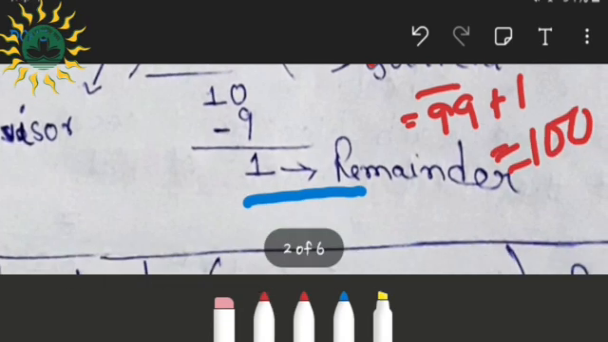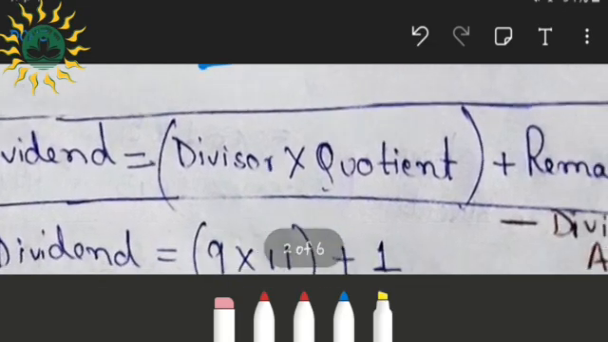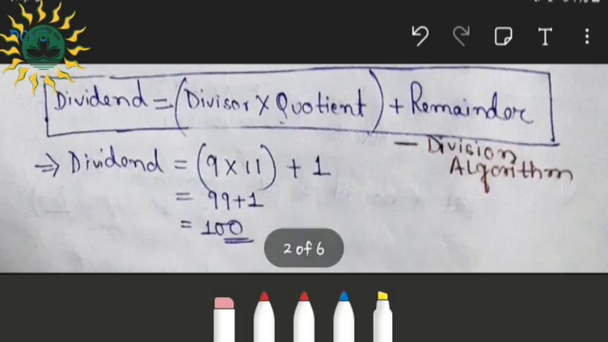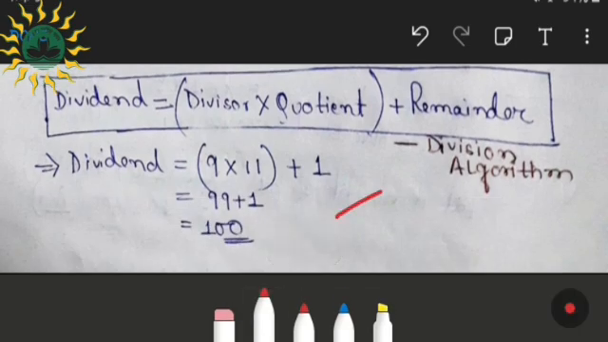Clear? So you have to remember this formula: if you are not given the dividend and you are asked to find the dividend, then you have to calculate divisor into quotient plus remainder. This formula is termed as the division algorithm. Okay, the same thing I have explained here.